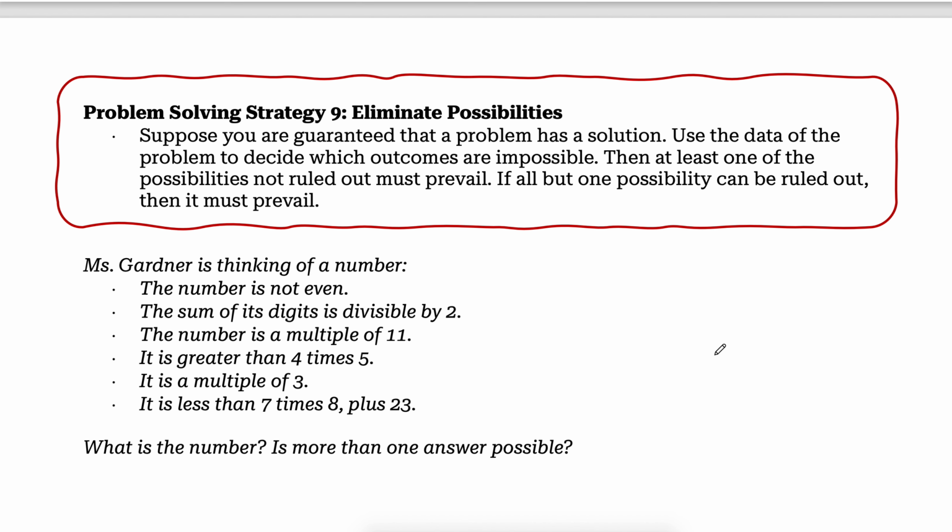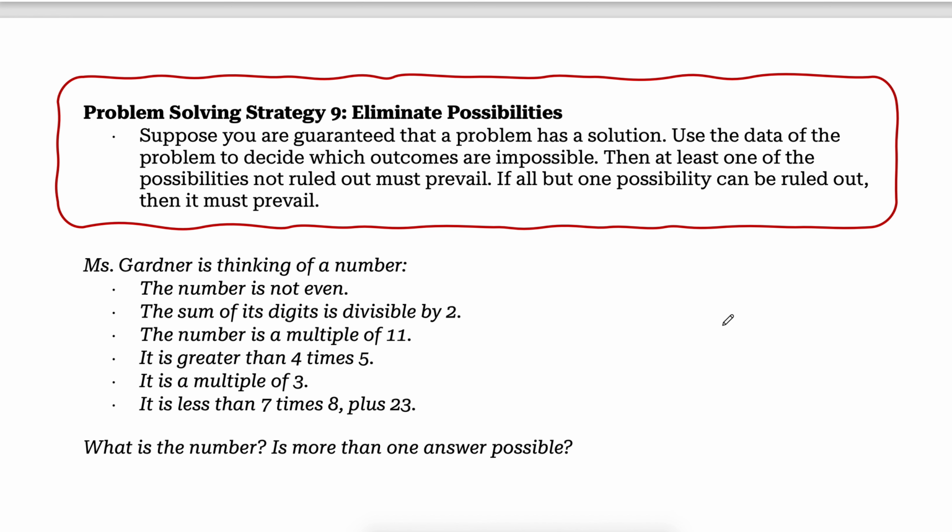So let's look at what we have here. It says Ms. Gardner is thinking of a number. The number is not even. That means it's odd. The sum of its digits is divisible by 2. The number is a multiple of 11. It is greater than 4 times 5. It is also a multiple of 3. And it is less than 7 times 8 plus 23. So we're given a whole lot of information.